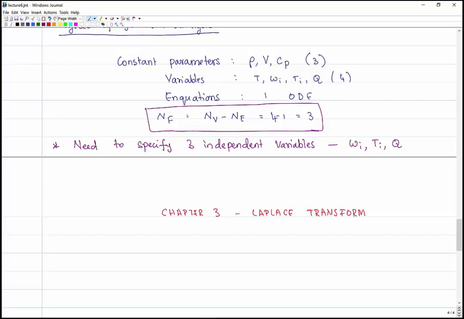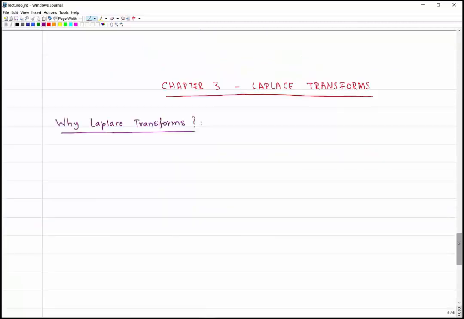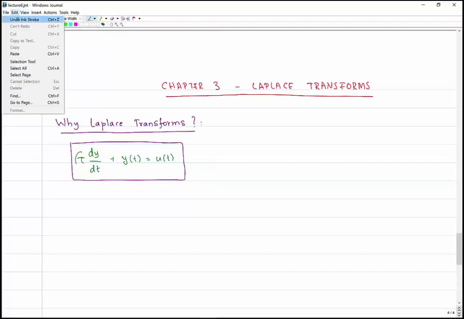So for instance, if you have a first order differential equation, tau times dy/dt plus y(t) equal to u(t). This is a simple equation, so we can find an analytical solution to it, but I'm going to use this simple equation to explain why we need Laplace transforms. y and u are outputs and inputs respectively. y and u are the two variables. Tau is assumed to be a constant.